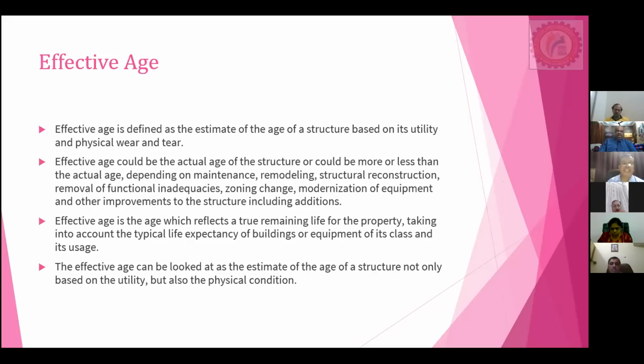Effective age is defined as the estimate of the age of the structure based on utility and physical wear and tear. So this age is determined based particularly on the utility and also the physical wear and tear. When we have made certain alterations to utility and to physical wear and tear, no doubt we can make an adjustment for this effective age.